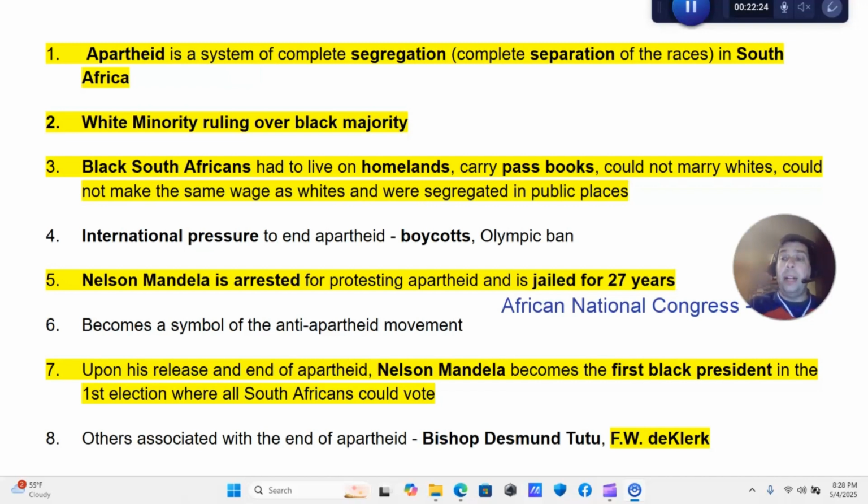F.W. de Klerk, the other guy highlighted here, is president at the time apartheid ends. He announces that there will be an election where all races can vote. And Nelson Mandela becomes the first black president in the first election where all South Africans could vote. Okay.